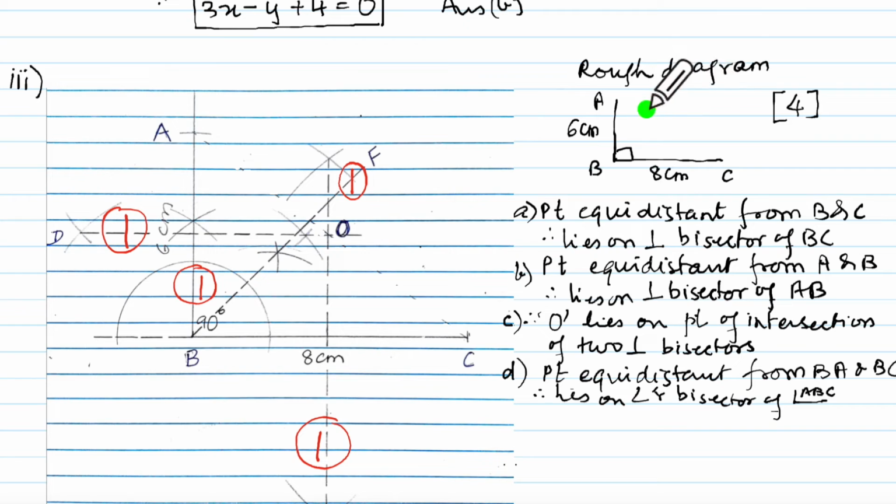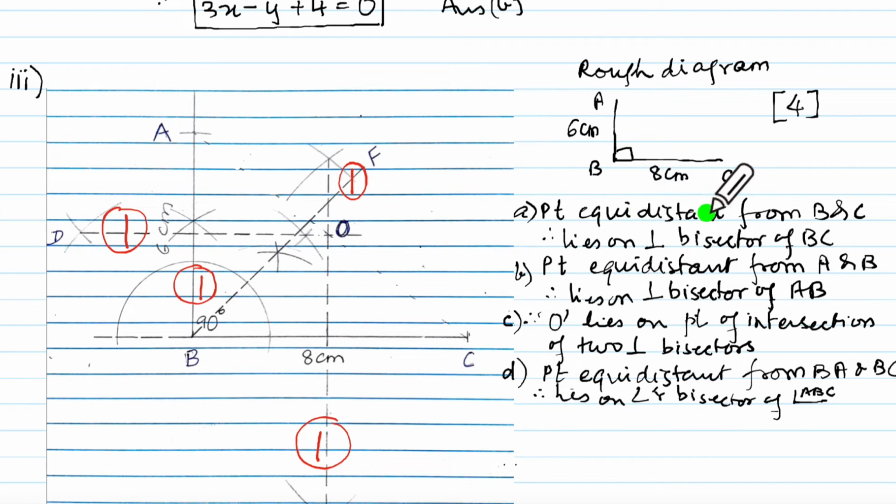So we first draw the rough diagram, that is angle ABC of 90 degrees. All of us know how to construct 90 degrees here. They have given the measures of AB and BC. So BC will be 8 centimeters. Here we have constructed 90 degrees and we take a radius of how much? 6 centimeters to get point A.